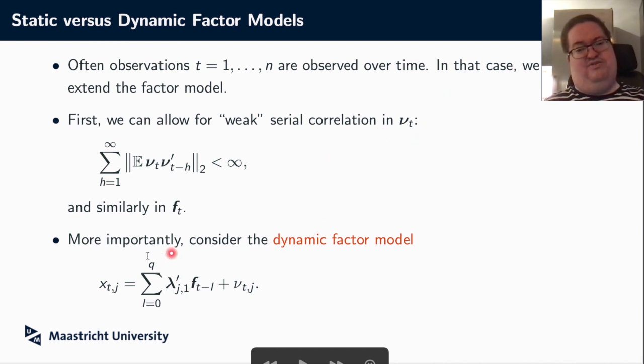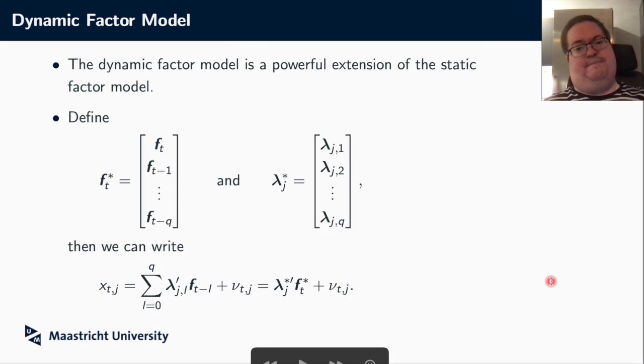What is more interesting is that we can make the factor model itself dynamic. So we can let x not just depend on f at time t, but we can also let x depend on f at time t minus 1 or t minus 2 or up to t minus q. And this, of course, in a dynamic world makes very much sense. And this dynamic factor model is really the workhorse model of factor models in, for instance, macroeconomics, where this provides a very powerful extension.